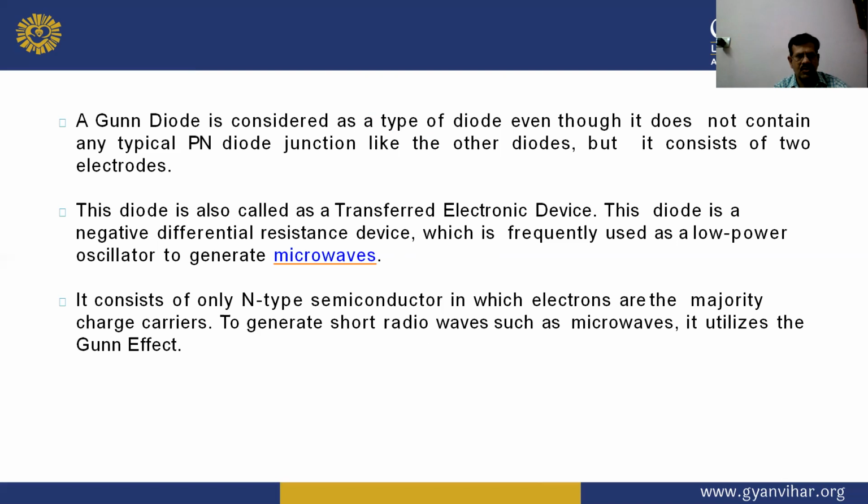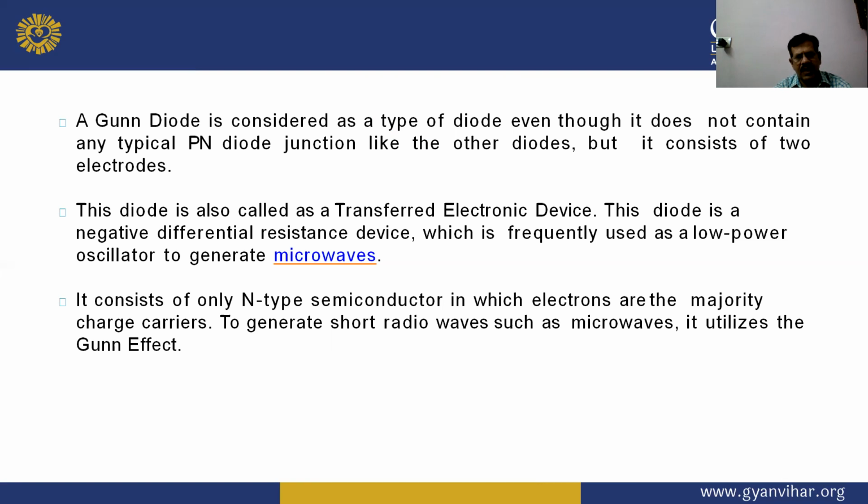This diode is also called a transferred electron device, or TED. It is a negative differential resistance device, which has negative resistance and is frequently used as a low power oscillator to generate microwaves. So this is the application of a Gunn diode.